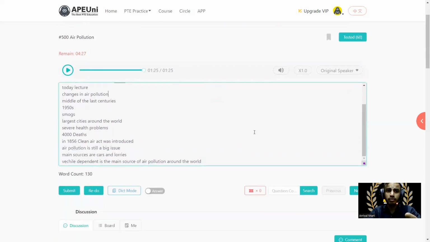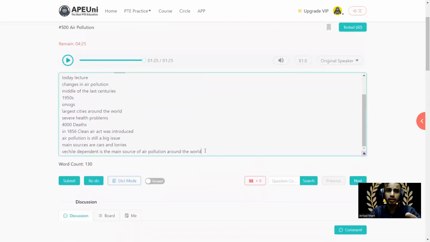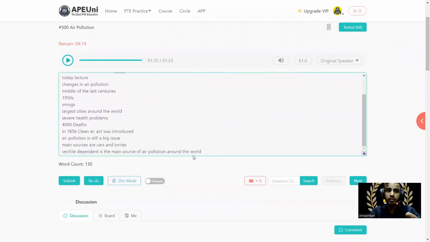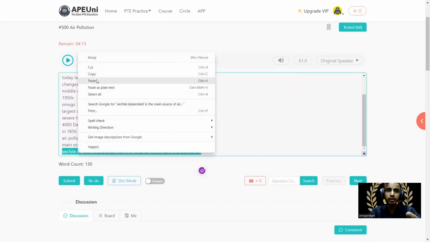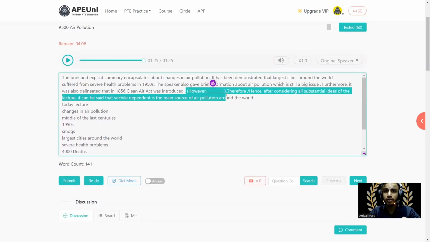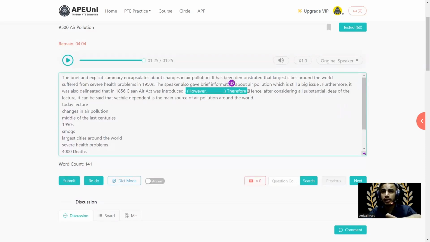Okay, let's see how many words I have got. And vehicle dependent, I guess, around the world, it can be said that vehicle dependence is the main source of air pollution. Yes, you can use this. Okay, this is only used when I lack a number of keywords.